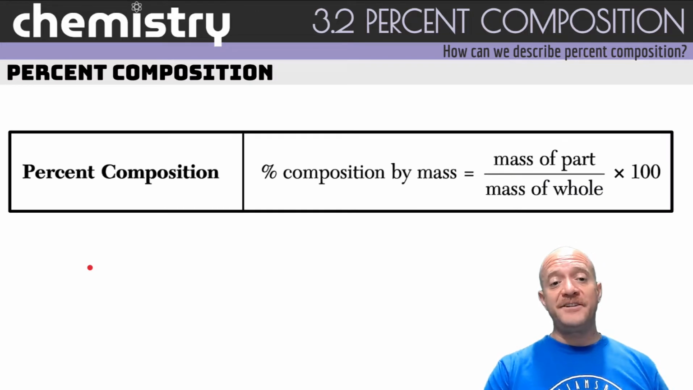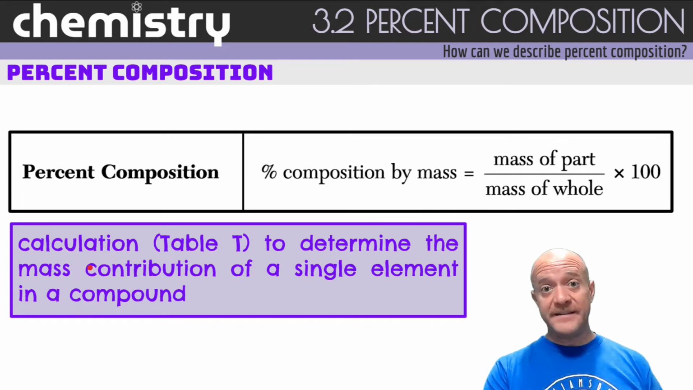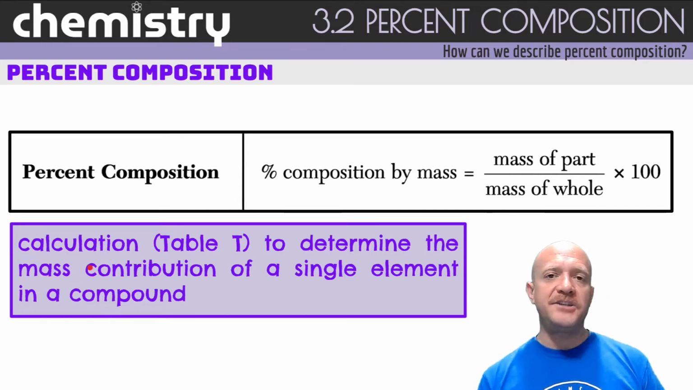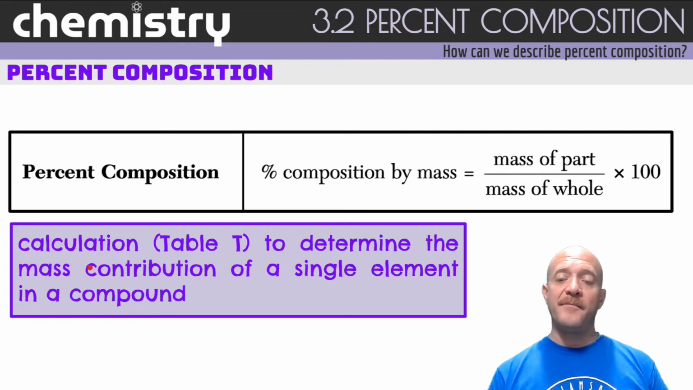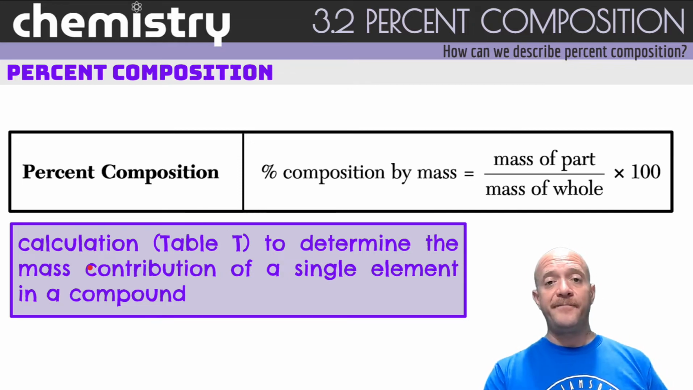So percent composition is found in Table T. It's a calculation in Table T to determine the mass contribution of a single element in a compound. So I showed you the gram formula mass in the last video, and now we're going to incorporate that. So it may ask you how much hydrogen is in water, how much carbon is in glucose. But basically you have to determine the mass of each individual component and the entire element or the entire compound.